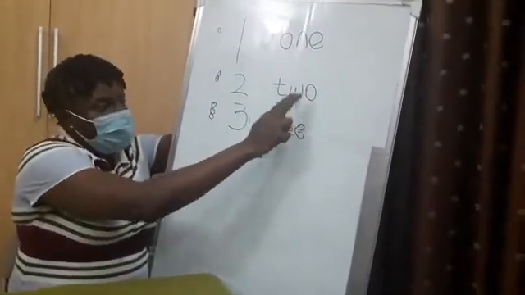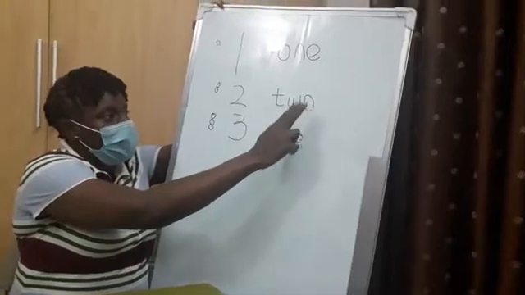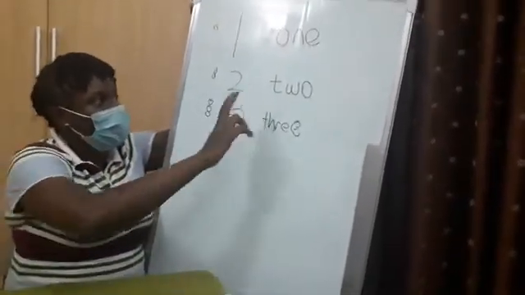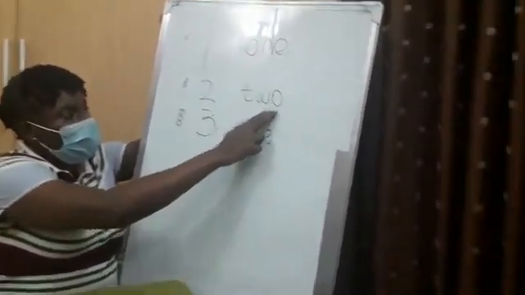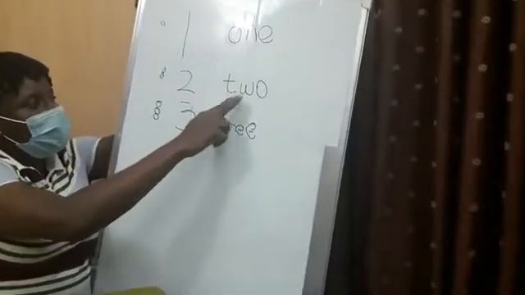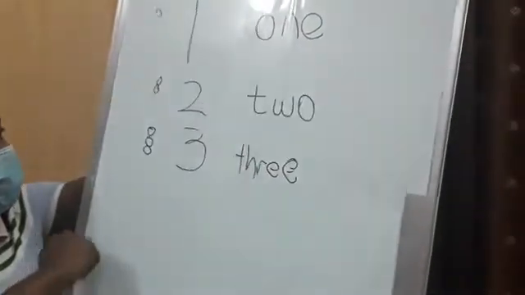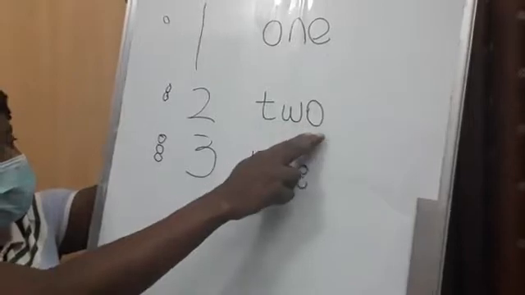This is 2. This is 2. This is 2. Can we spell? T-W-O, 2. T-W-O, 2.